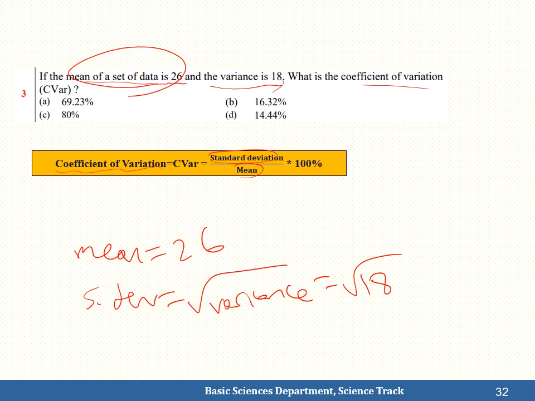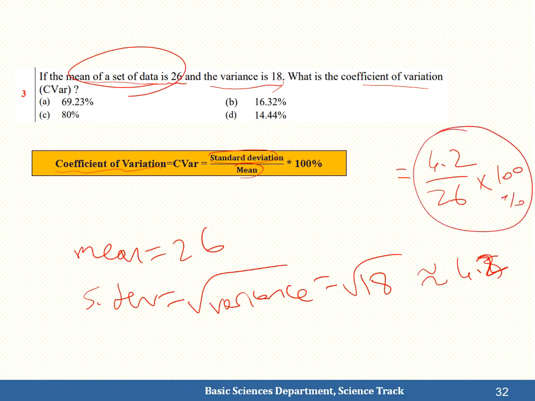Now, which is about 4 point something, I guess, 4.4. I mean, 4 point maybe 2, I'm not sure. So then let's write the formula here. The formula says it will be equal to 4.2 divided by 26 times 100%. If you do this calculation, it will be equal to B.